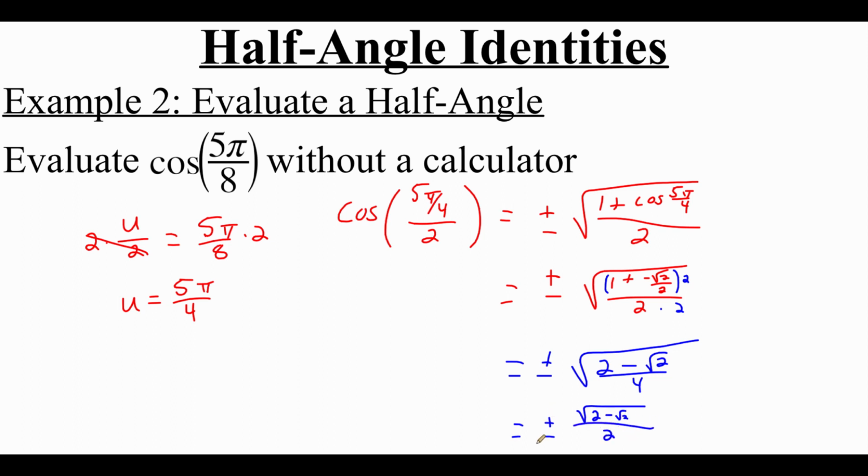Then again, we need to decide if this is going to be positive or negative. It's not going to be both. So we need to look back at our original angle and decide what quadrant it's in. 5 pi over 8 happens to be in the second quadrant, and cosines are negative in the second quadrant. So we want negative the square root of 2 minus root 2, all over 2 as our final answer.